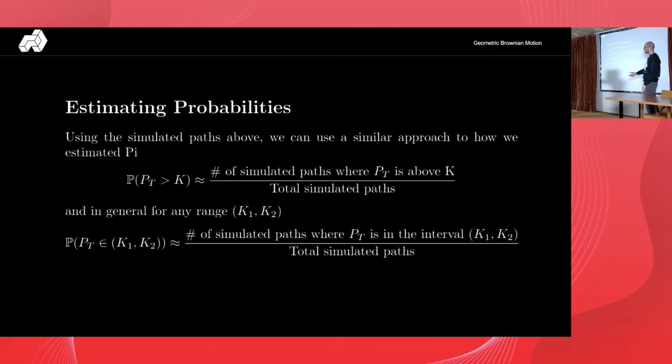Similarly, if we want a range, if you want to know the probability that the price will stay in a certain range, you can think about it the same way. Just count the number of paths that are within that range divided by the total number of simulated paths at a particular time, big T.